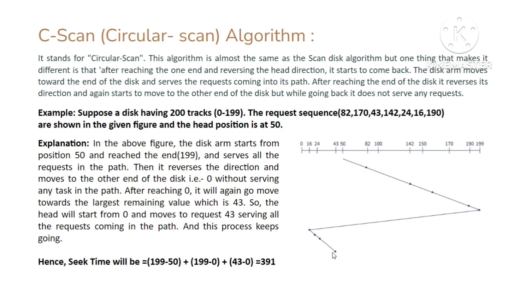So we can also calculate the seek time for this algorithm. How will I calculate? From 50 it will go to 199. So 199 minus 50, then 199 minus 0, this movement, and then 43 minus 0. So it will take this amount of movements, that is 391.